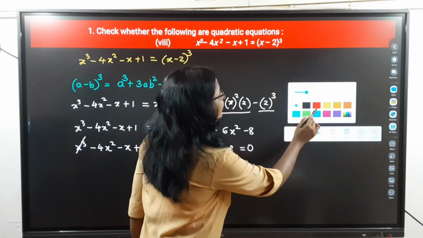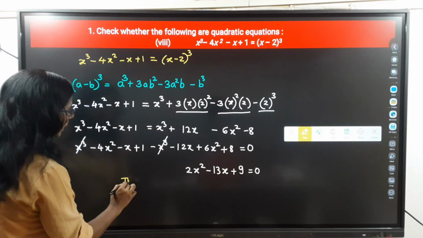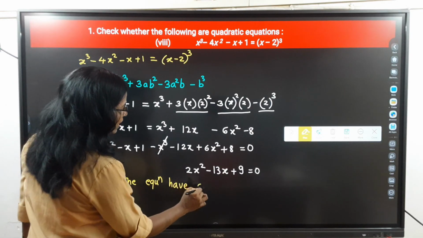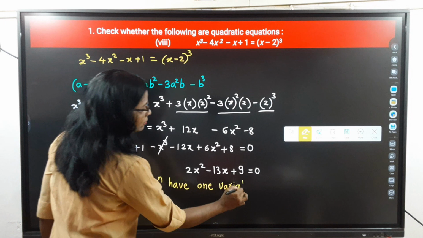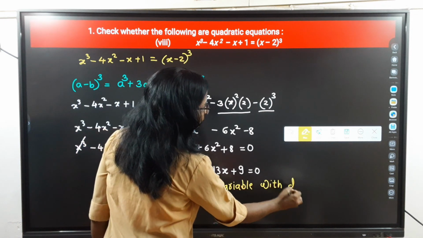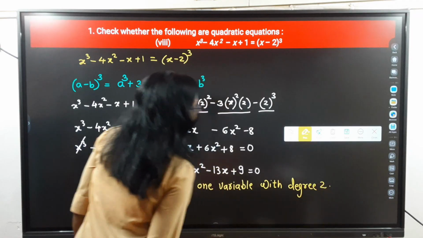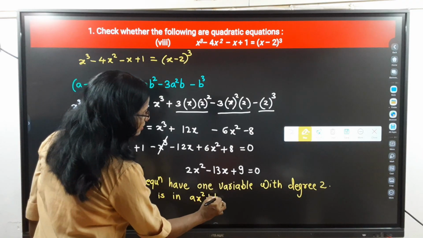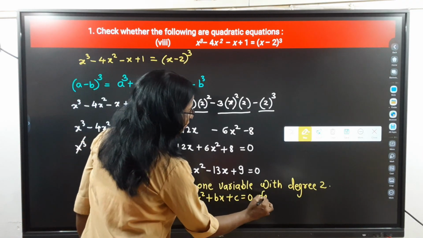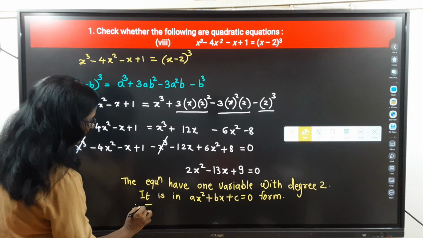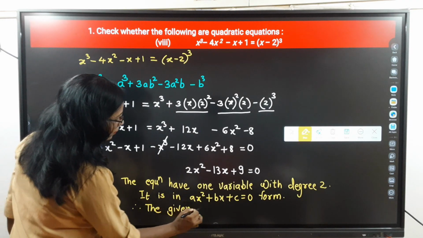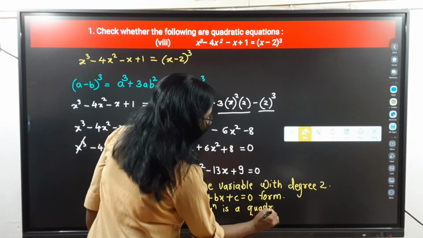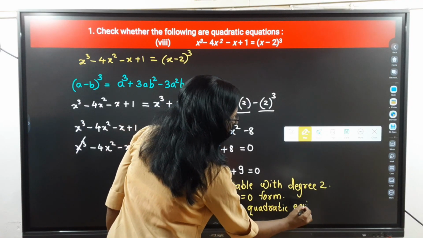So finally I write down that this equation has one variable, with degree 2, and it is also in ax square plus bx plus c is equal to 0 form. Therefore, finally we say that the given equation is a quadratic equation. It's a quadratic equation.